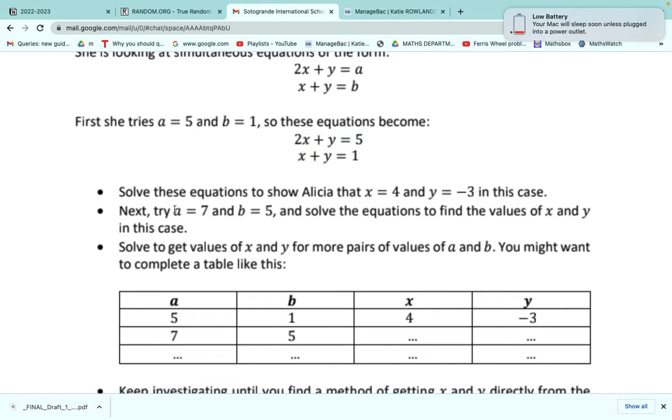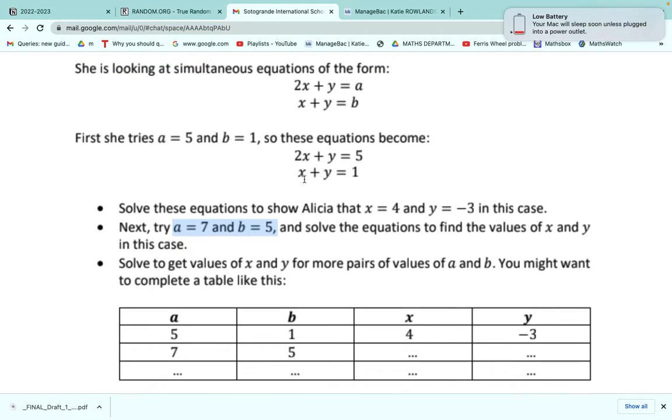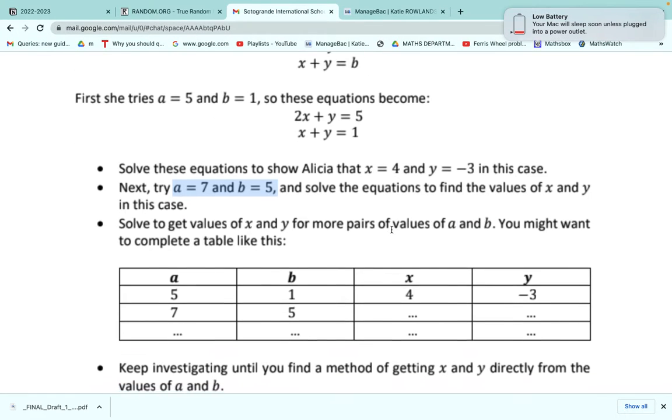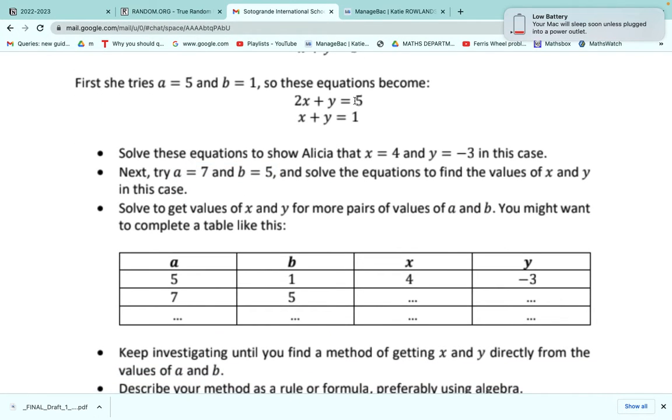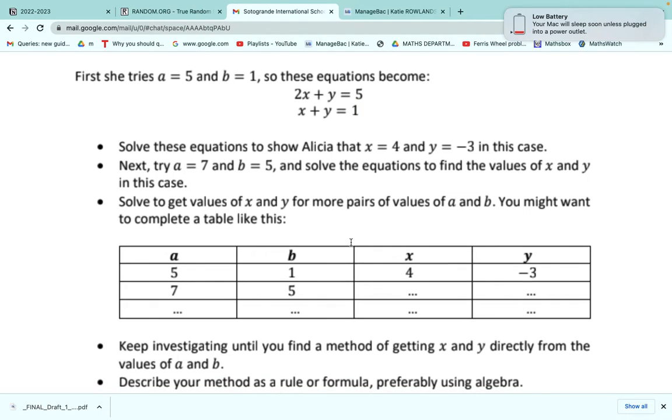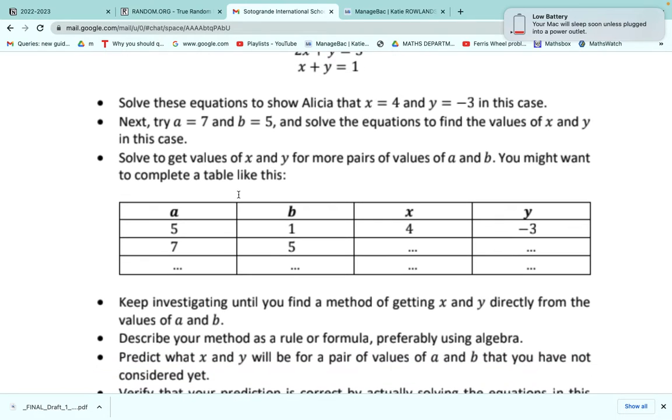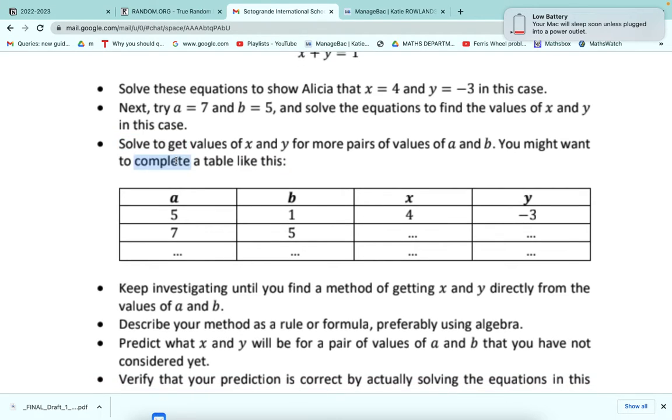Then she's going to try another random pair of numbers for A and for B. This time she's going to choose 7 and 5. So she's going to replace this number 5 with 7 and this number 1 with 5. And then she's going to simultaneously solve again using the same method as before. So it says she needs to solve to get values of x and y for more pairs of values A and B to complete a table like this.